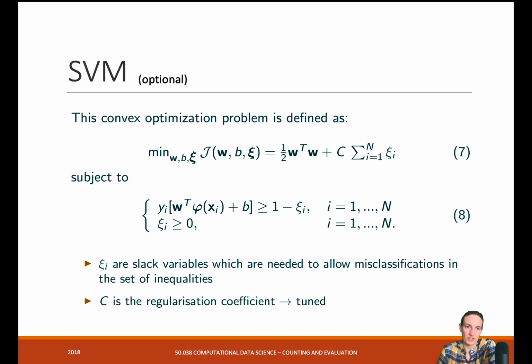So the convex optimization that we use to train the SVM is defined as follows. We are minimizing the margin, which is expressed here, and we have a second term that basically does regularization. For this regularization, we include some slack variables that are needed to allow misclassifications in the set of inequalities. This prevents overfitting, for instance. Now, this cost factor C, or the regularization coefficient, often people refer to it as a cost factor, is actually set by you. You need to tune this value because the performance of the SVM is highly dependent on C.